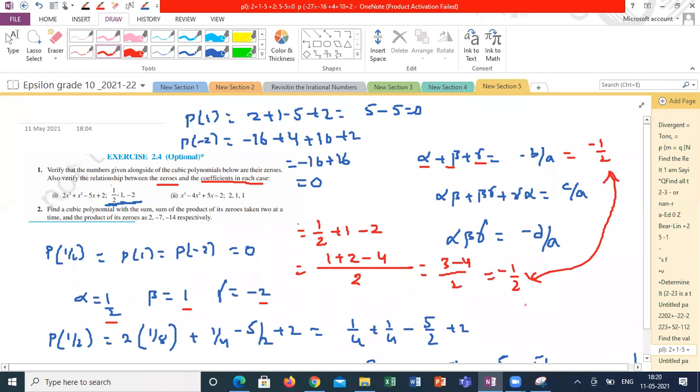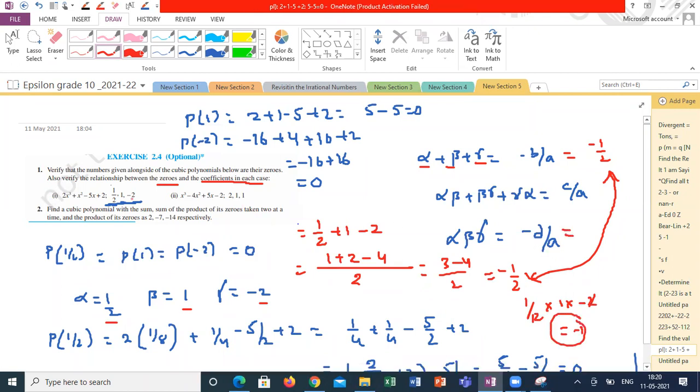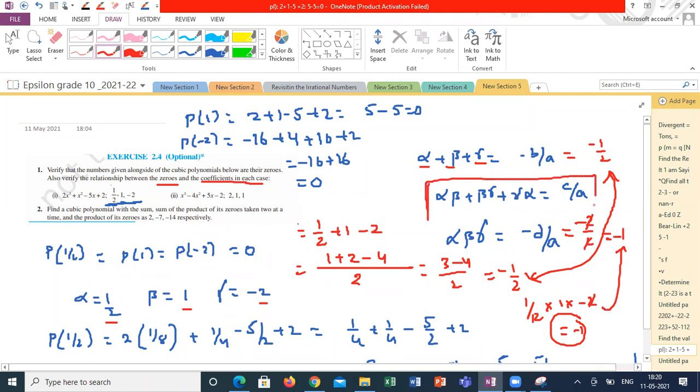If I am taking the product 1 by 2 into 1 into minus 2, the answer is minus 1. The value of minus d by a is minus 2 by 2, that is minus 1. The product of the roots also has to be verified. Only this you have to verify. Let me know whether it is equal to c by a. That c by a is nothing but minus 5 by 2. Check the answer. Is alpha beta plus beta gamma plus gamma alpha equal to minus 5 by 2 or not? Please, I am expecting an answer from you people.